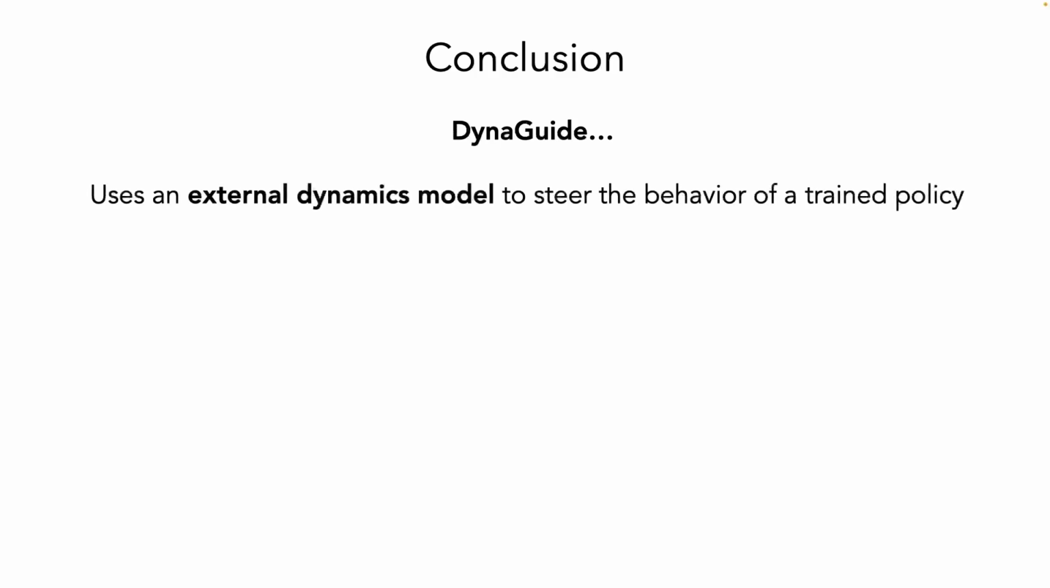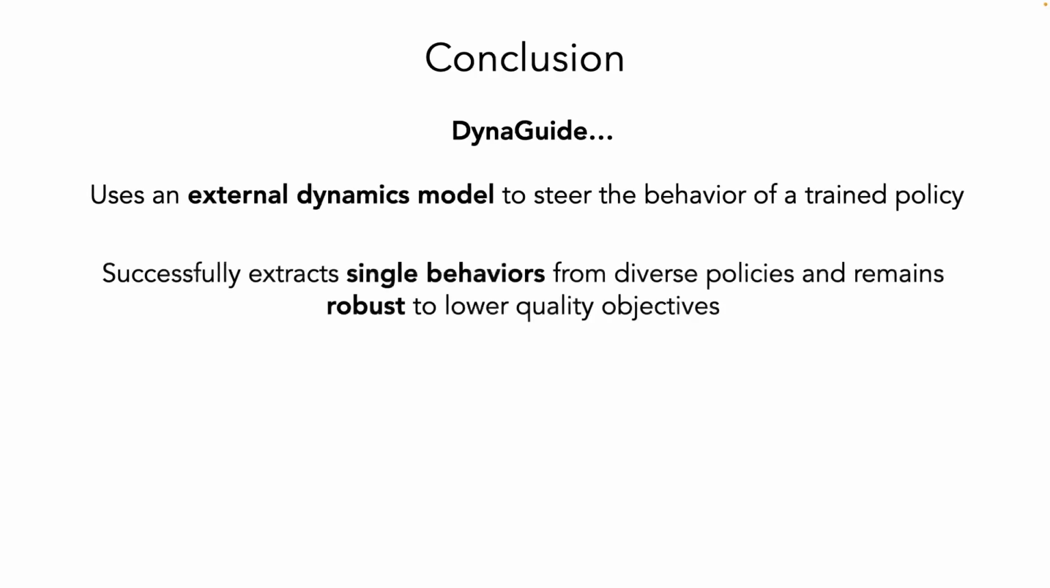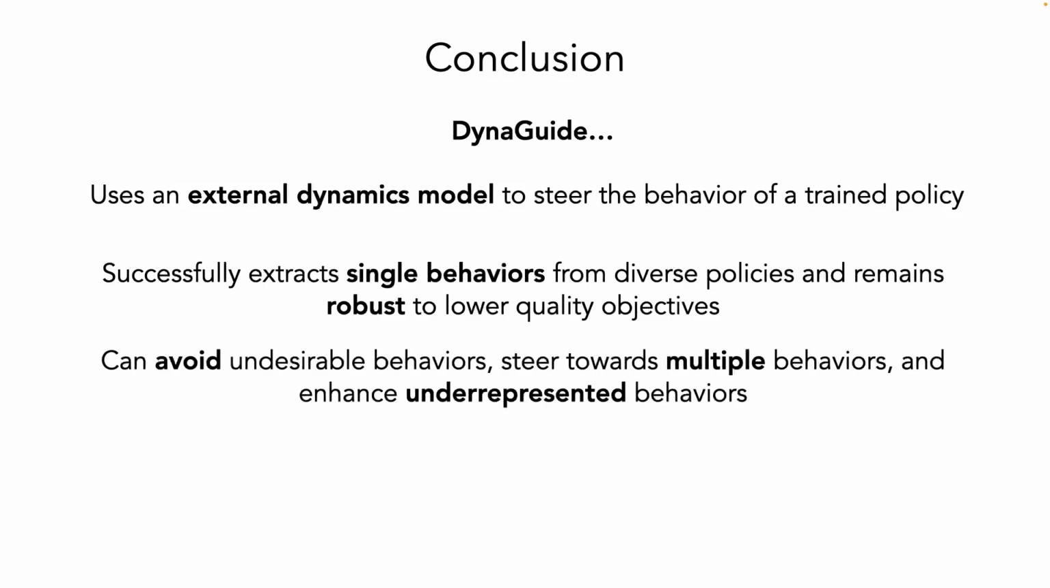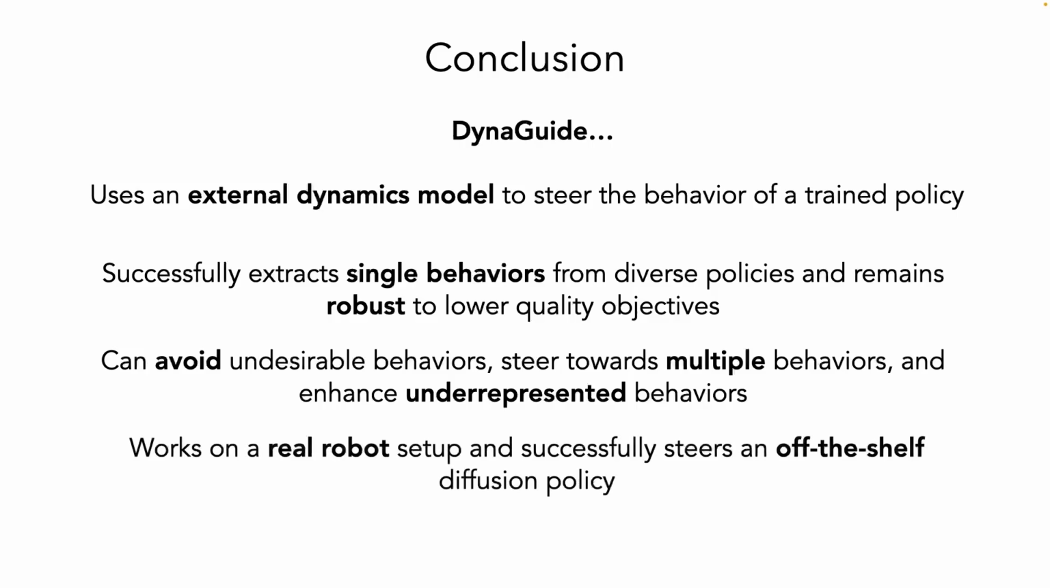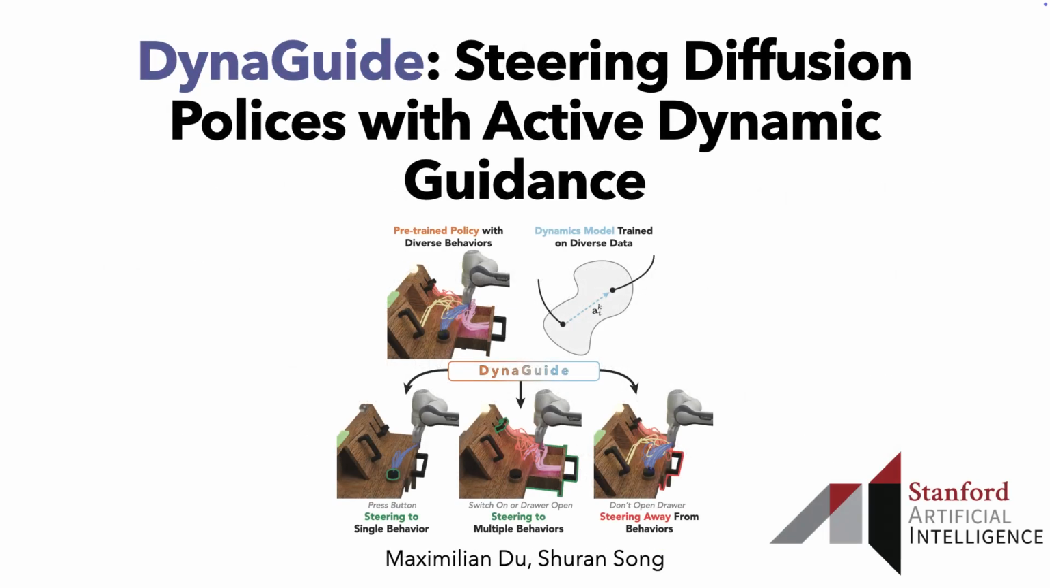In conclusion, our method of using an external dynamics model for guidance successfully steers policies towards guidance objectives and provides greater guidance robustness than goal conditioning. In addition, DynaGuide can also avoid undesirable behaviors and can be steered towards multiple behaviors. It works on real robot setups and on off-the-shelf diffusion policies. For more details, please refer to our paper.